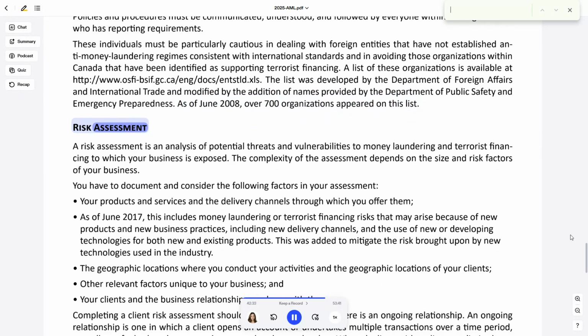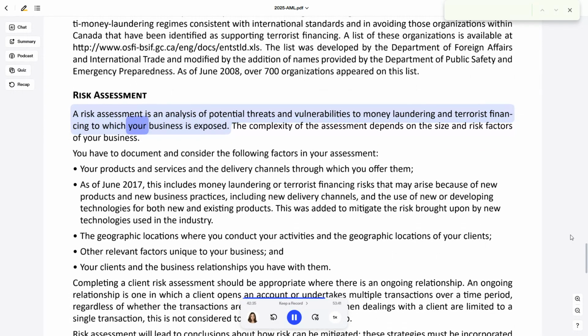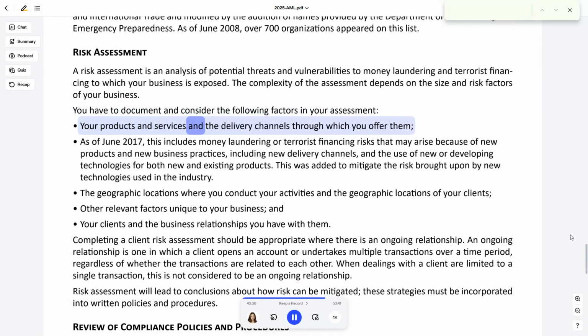Risk assessment. A risk assessment is an analysis of potential threats and vulnerabilities to money laundering and terrorist financing to which your business is exposed. The complexity of the assessment depends on the size and risk factors of your business. You have to document and consider the following factors in your assessment: your products and services and the delivery channels through which you offer them.